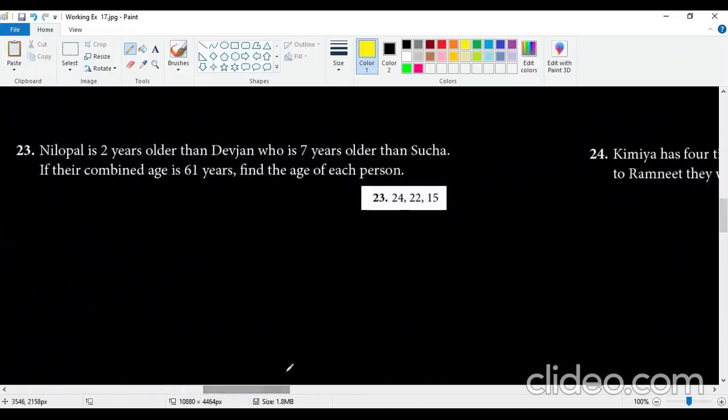Now, if you read this question, it says that Nilopal is 2 years older than Devjan. That means if I write something like this, Sucha, I start with x, and the second one is going to be x plus 7, and the third one is going to be further 2 years. That means x plus 2 plus 7. So all together algebraically you can write something like this.